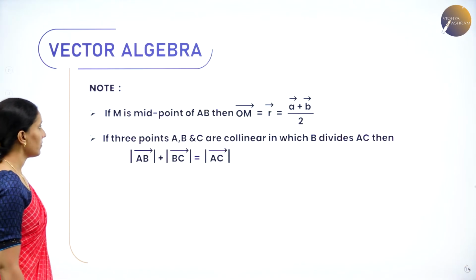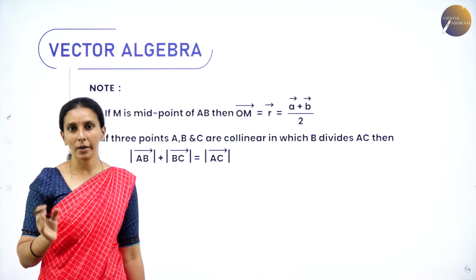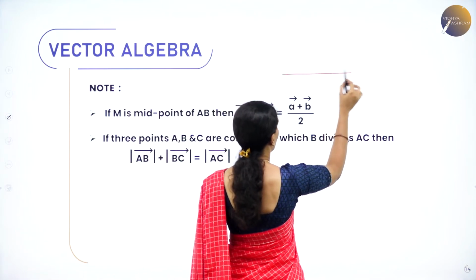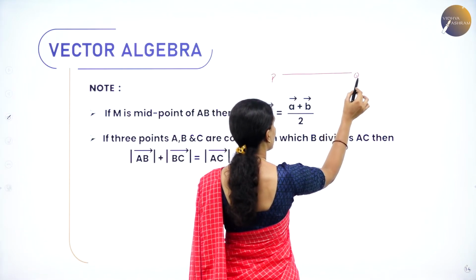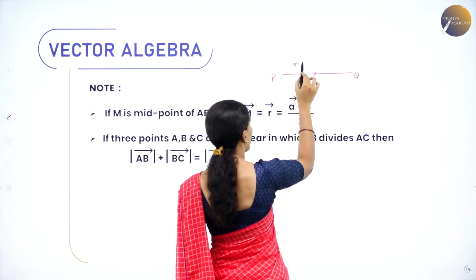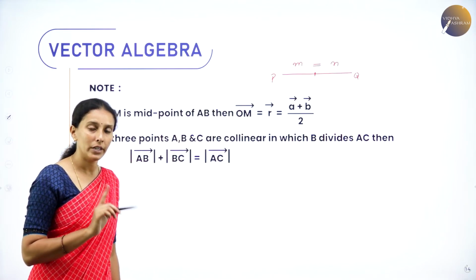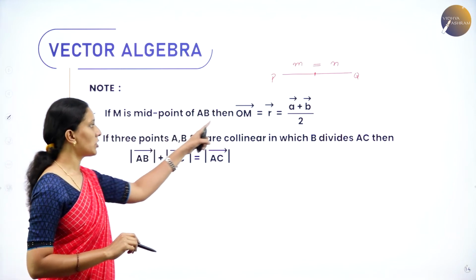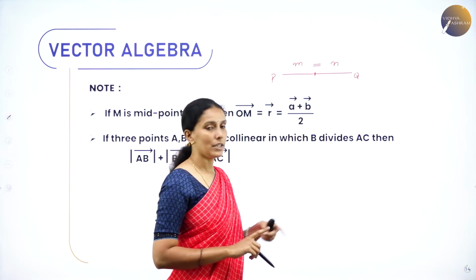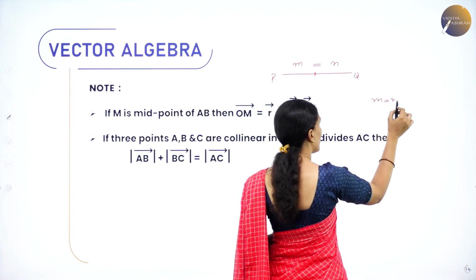Next. Now, we have seen the point which is dividing the line segment internally or externally. Suppose the point divides the line segment exactly in the middle, then what is the ratio of M and N? So here M is equal to N. In that case, the position vector of that point becomes vector A plus vector B by 2, because M is to N means the value of M and N becomes 1.